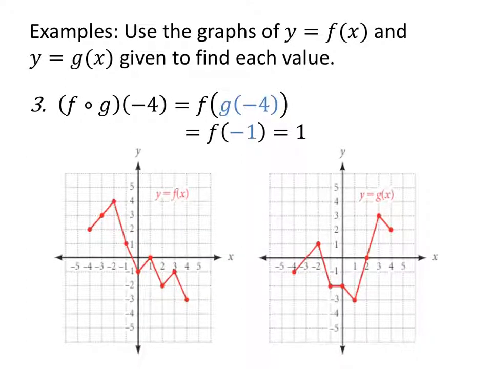Composition can also be done with graphs. If I have f composed with g at -4, remember that's f evaluated at g of -4. We're going to start with the inside. g of -4 is -1. So instead of using the full name, g of -4, I use the nickname -1. Now I'm looking for f of -1, so I switch to the f graph. At -1, my output is 1. f of -1 equals 1, therefore, f composed with g at -4 is also equal to 1.